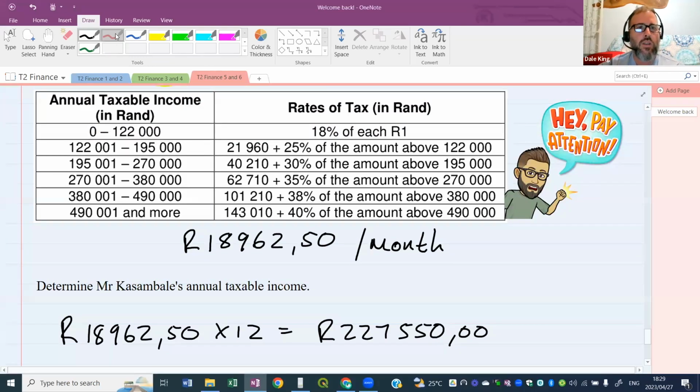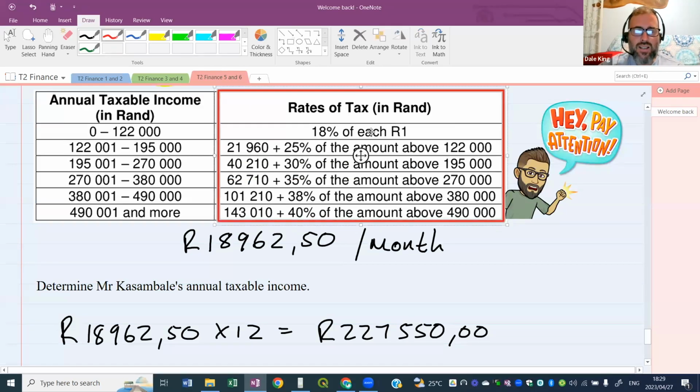On the left-hand side over here, we've got intervals in rands, and on the right-hand side, we've got the tax calculation. This is like a sliding scale tax calculation. You pay more tax the more money you earn. It's not the same rate for everyone. People that earn a huge salary get taxed the most. Personally, I think that's a good thing.